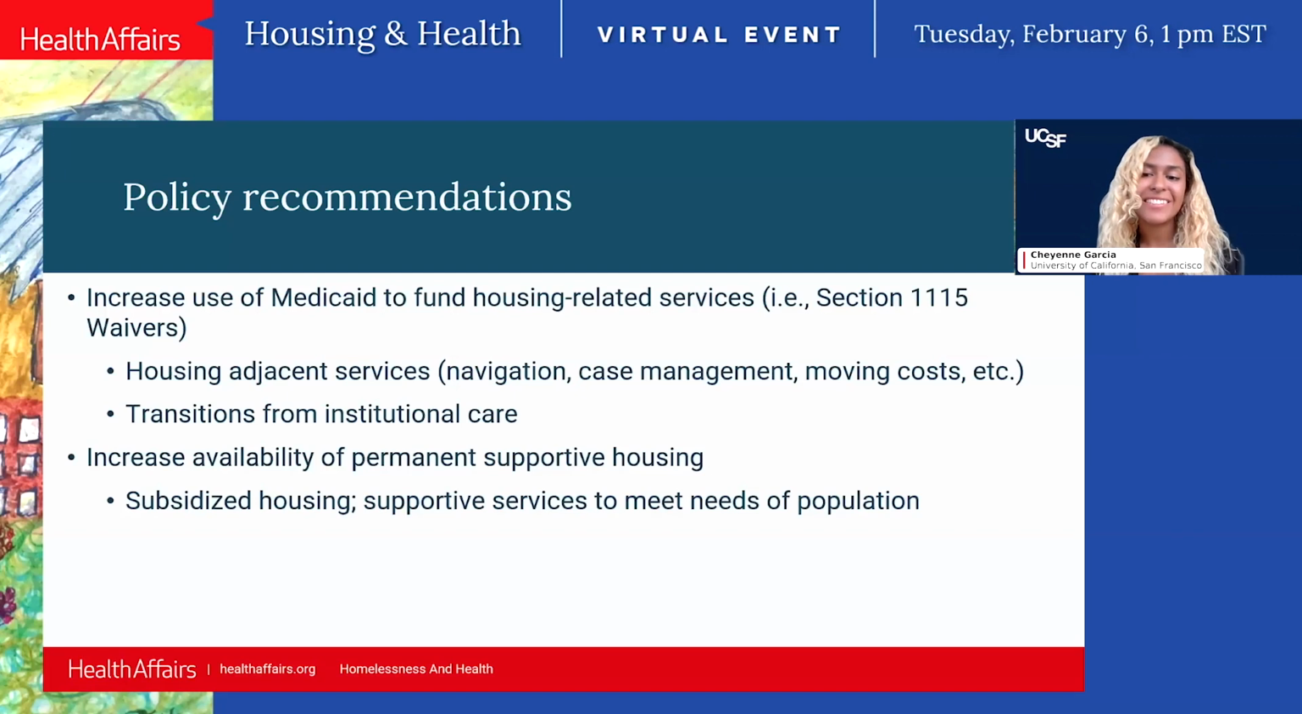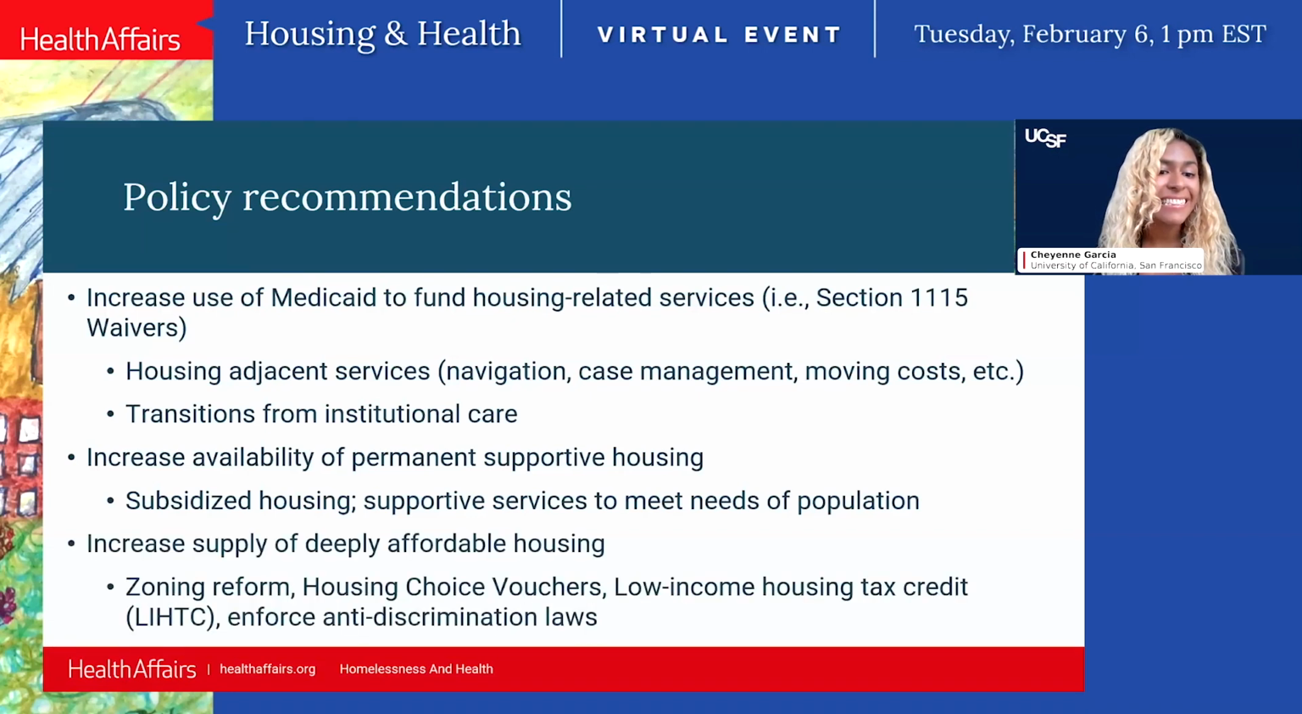Next, we recommend increasing the availability of permanent supportive housing, which again is subsidized housing with voluntary supportive services. And healthcare systems really have an important role to play by providing these services, including physical and mental health care. And next slide, there, yeah.